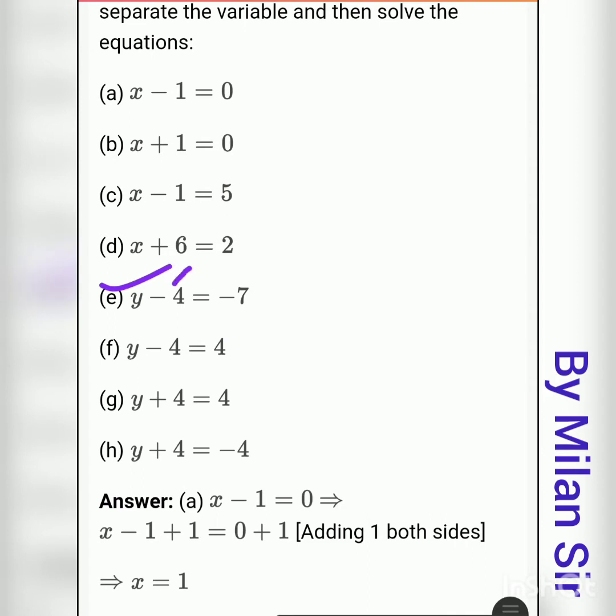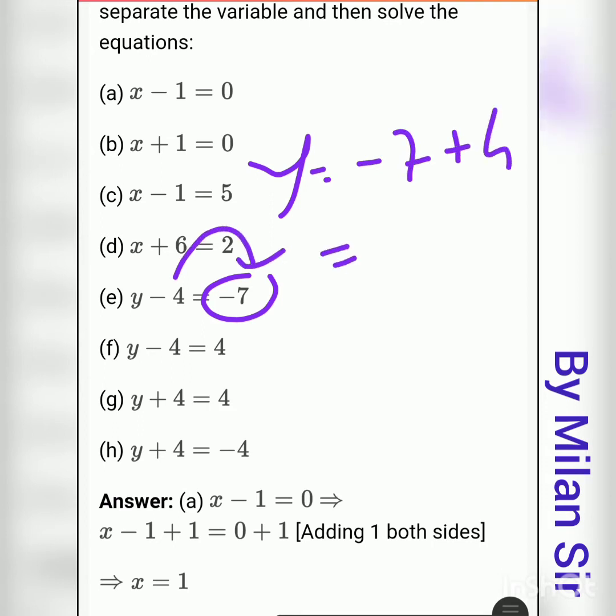Now here transfer this -4 to the right hand side. So y is equal to, here we have -7, and this -4, if we transfer it to the right hand side, becomes +4. So minus 7 plus 4: 7 minus 4 is 3. The bigger number 7 has a negative sign, so the answer is negative.